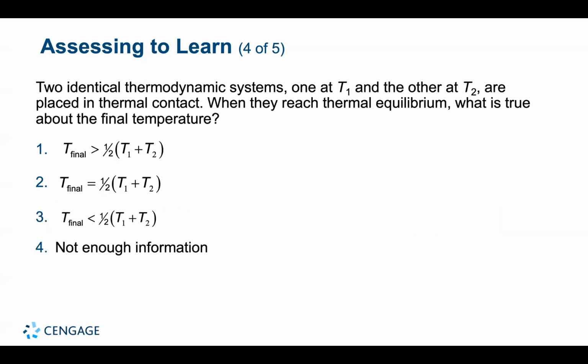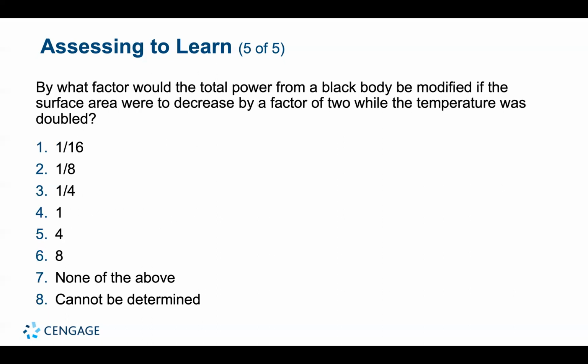Two identical thermodynamic systems, one at T1 and one at T2, were placed in thermal contact. When they reach thermal equilibrium, what is true about the final temperature? The answer is T final is 1/2 of the quantity T1 plus T2. By what factor would the total power from a black body be modified if the surface area were to decrease by a factor of 2 while the temperature was doubled? The answer is 8.